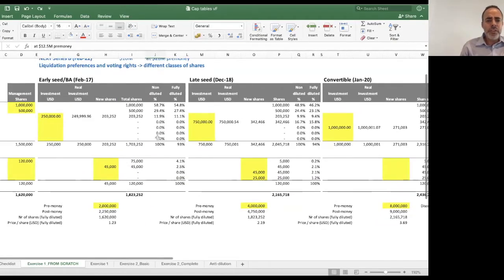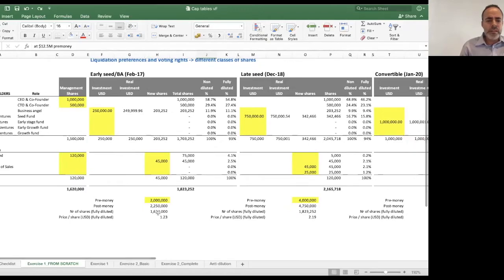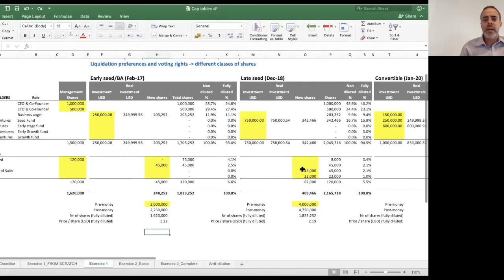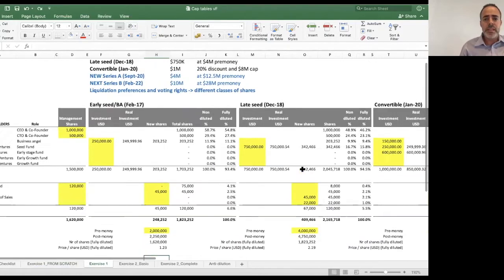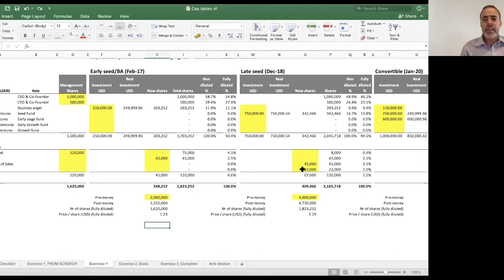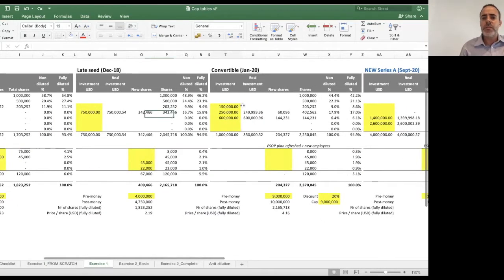Now I'm going to show you a couple more things. Let's go into this cap table, which is already done, which is even easier than the previous one. It's similar, but a bit easier. In fact, this one doesn't have any convertible. So we have an early seed, we have a late seed. No, actually, we do have a convertible, sorry.